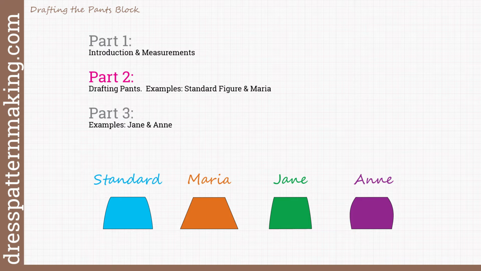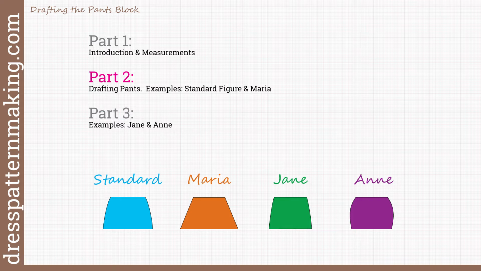Part 1 of these 3 videos is the introduction and covers measurements. The details about the figure shapes shown below and what I mean by standard is covered in Part 1. If you have tried other pant making instructions in the past and are puzzled why you don't get a good fit, Part 1 also explains the assumptions that are built into most block making instructions, which assume a standard figure. The second half of Part 1 covers the measurements you will need to draft pants using my instructions.